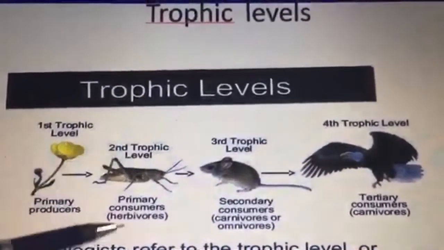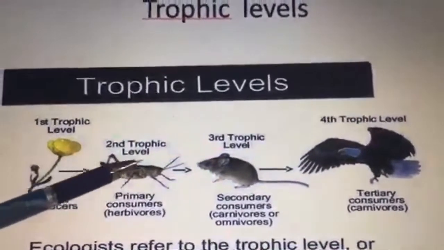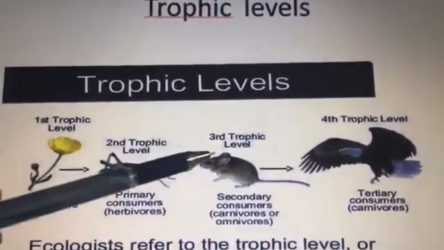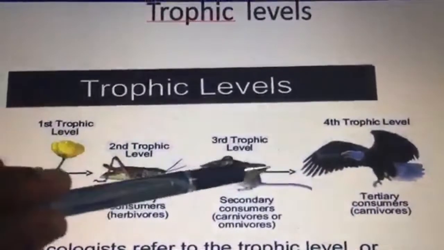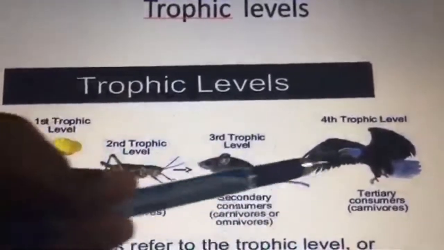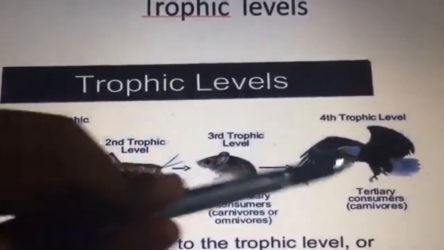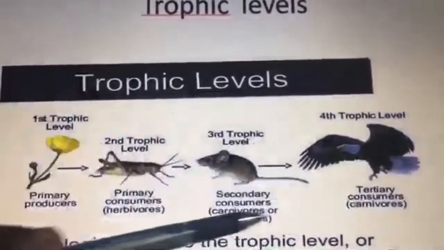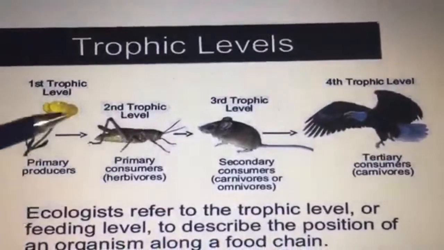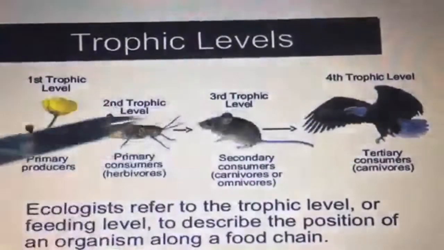Next, the second trophic level: herbivores. They eat plants, no? So they are called herbivores and come in the second trophic level. The grasshopper is eaten by the rat, so it comes in the third trophic level. This is eaten by the hawk. Like that, the position of an organism is called trophic level. So here 1, 2, 3, 4, totally 4 trophic levels. So energy transfers from one organism to another organism, all in one direction.